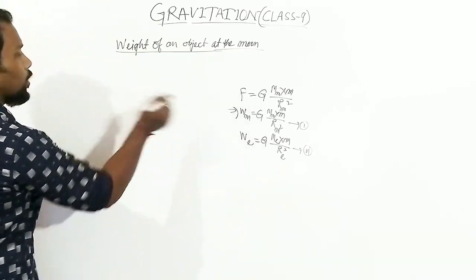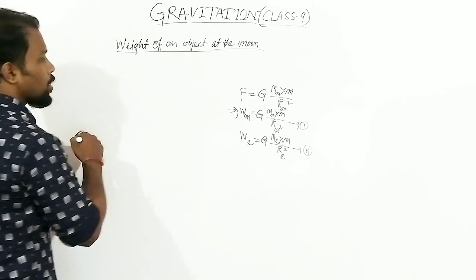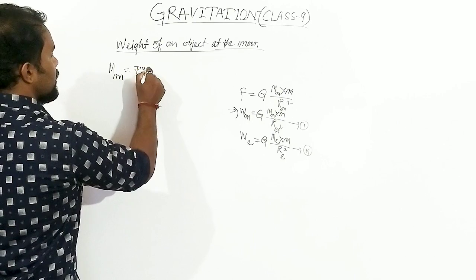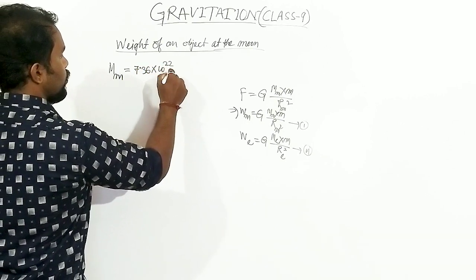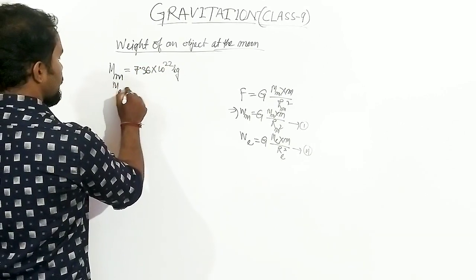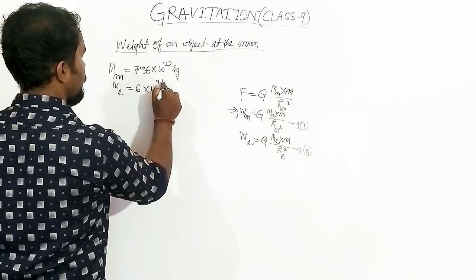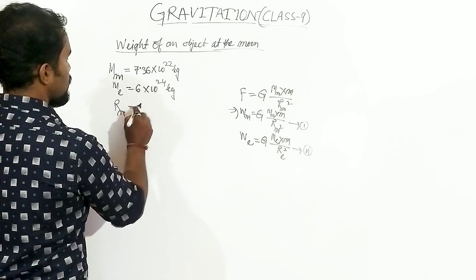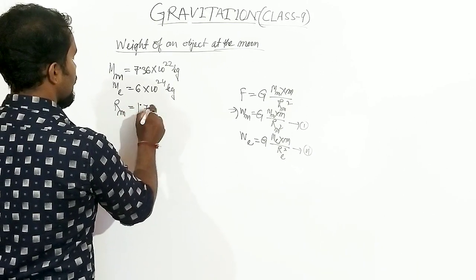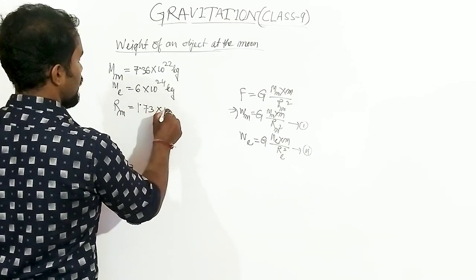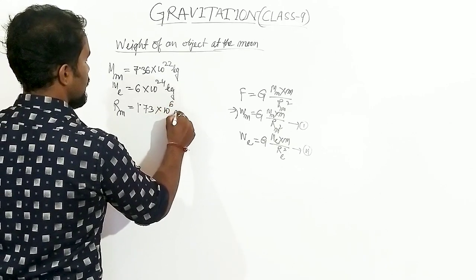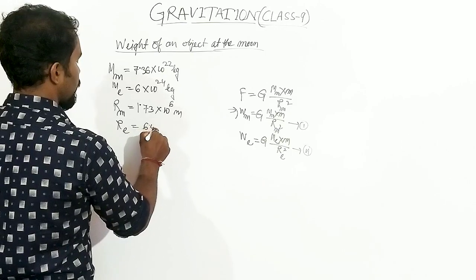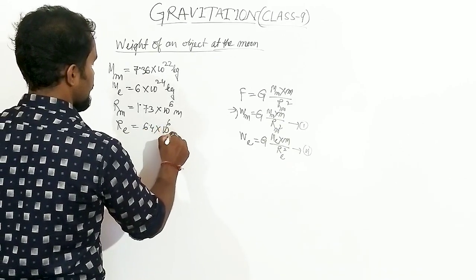So from that chart, what can you write? Mass of the moon is 7.36 into 10 to the power 22 kg. We know the mass of the earth as 6 into 10 to the power 24 kg. Radius of the moon is 1.73 into 10 to the power 6 meter, and Re is 6.4 into 10 to the power 6 meter.